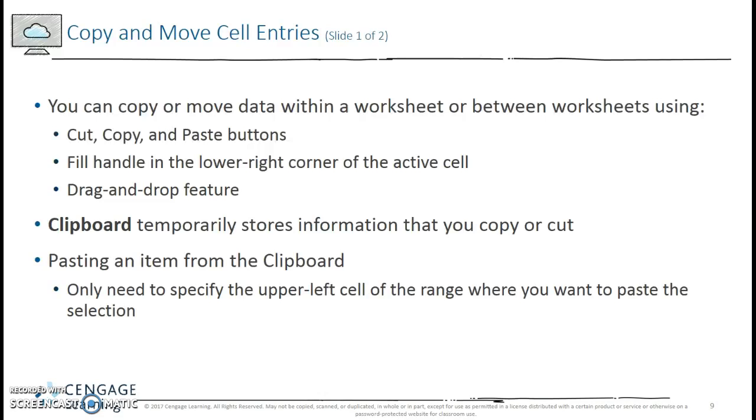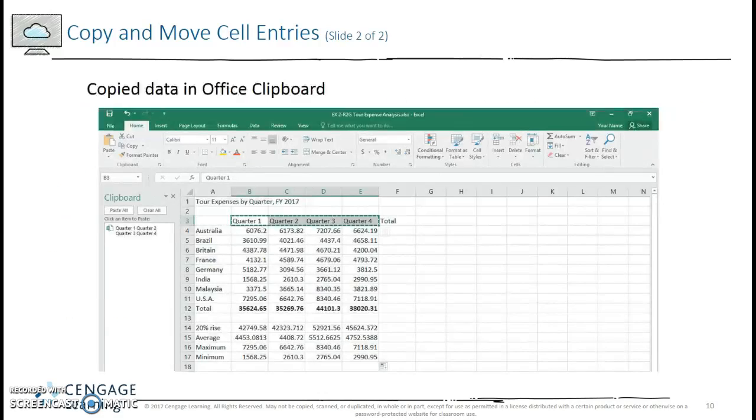So what happens when you copy or you cut? What happens is it goes into a place called the clipboard. So it's a temporary area where it stores that information or copies it for you. So here is an example of copied data in an Office clipboard. So you can see that it has those dashes, and what's happened is you've highlighted quarter 1, 2, 3, and 4, and you've copied it, and then you see those dashes. So that's the indication that it's copied to the Office clipboard.